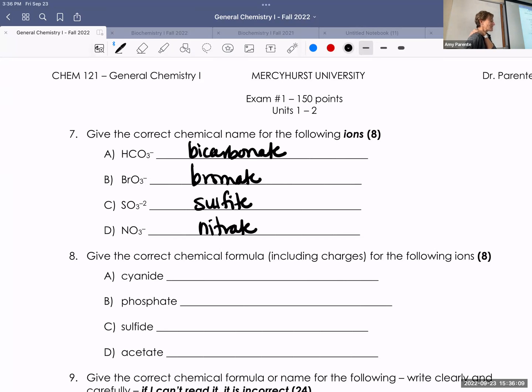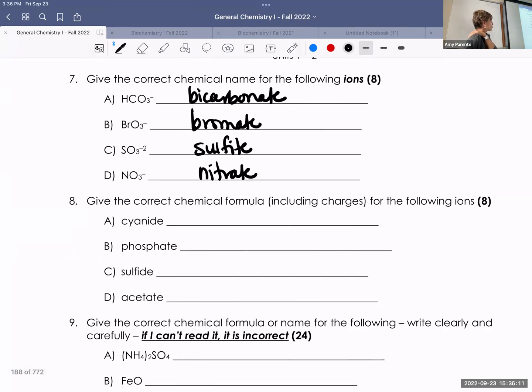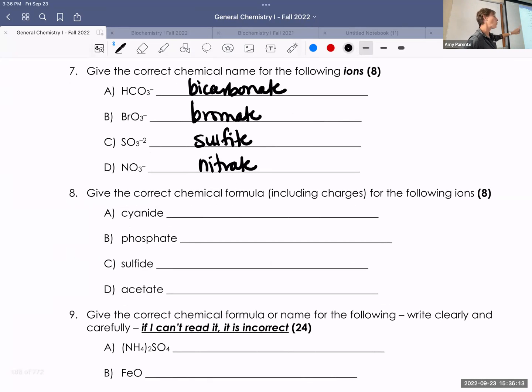Everybody good? Make sense? Then we have to be able to go the other way. And I will say this is actually the more important way, because as we move forward, I'm more likely to give you chemical names that you need to make a formula from, maybe put it in an equation, balance the equation, do stoichiometry like we did in class. Okay. So cyanide, we need to know is CN-.